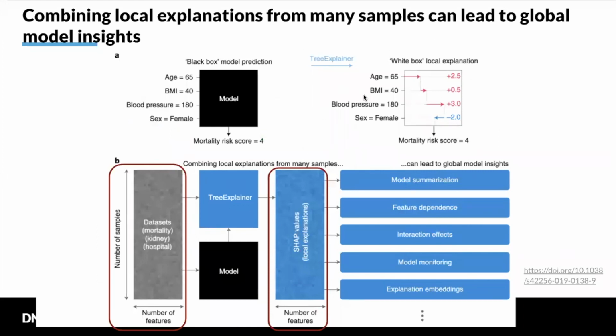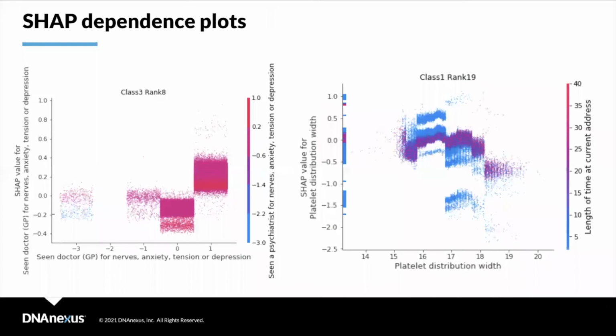So here we're able to think about things like age, BMI, blood pressure, and so on and so forth. Those really global features where we're able to see things. And here, just to give you an example, we see different ranks in terms of platelet distribution for length of time at current address. Now, as any public health expert will tell you, there's a lot of factors that go into that.